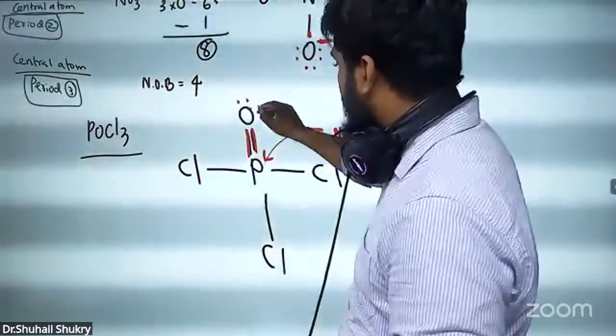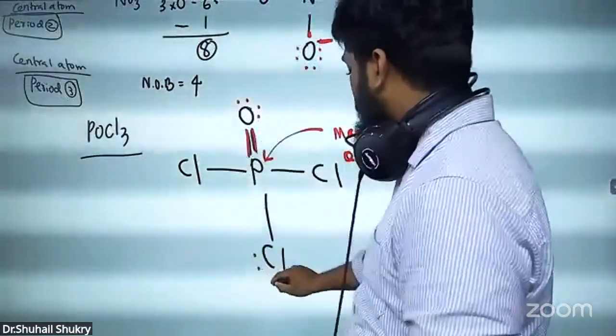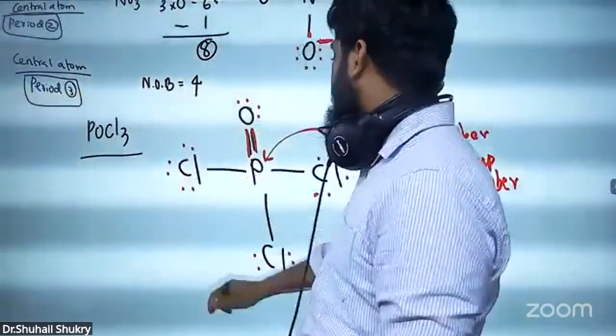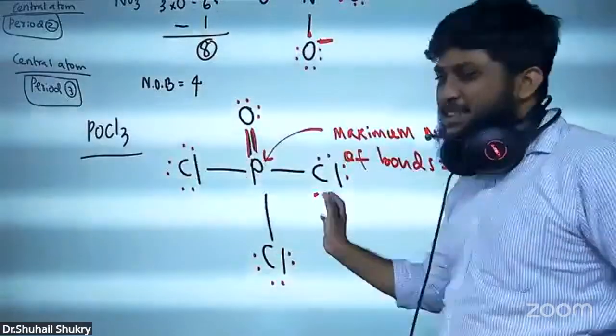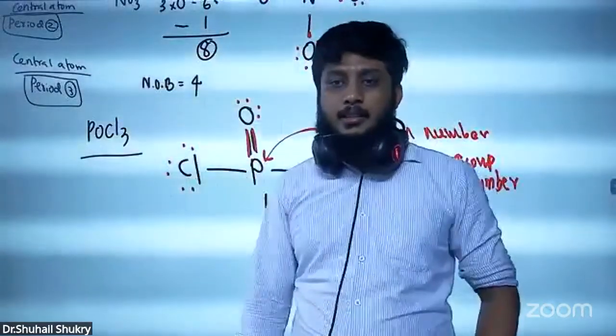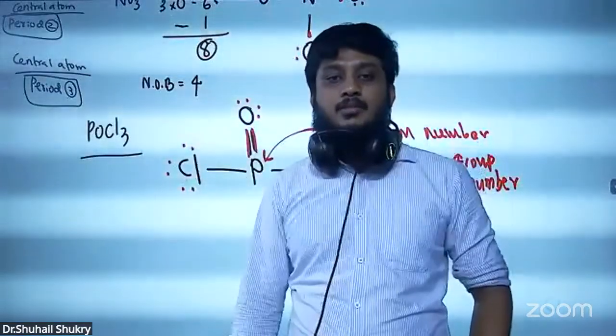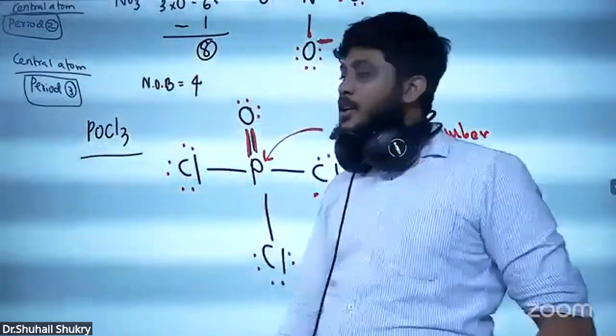After that, you can put the other extra electrons easily around chlorine. Chlorine has 7, oxygen has 6. So this is the easiest way. Other than that, you can't call it the easiest way. Yes, brother? Any doubts?